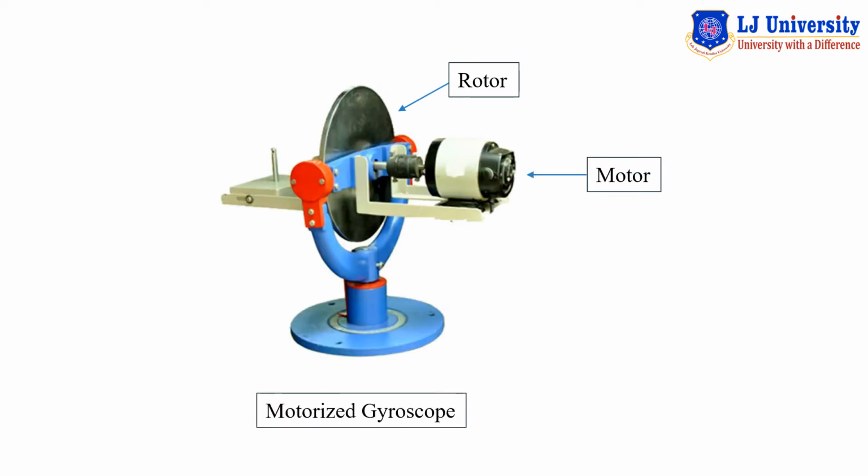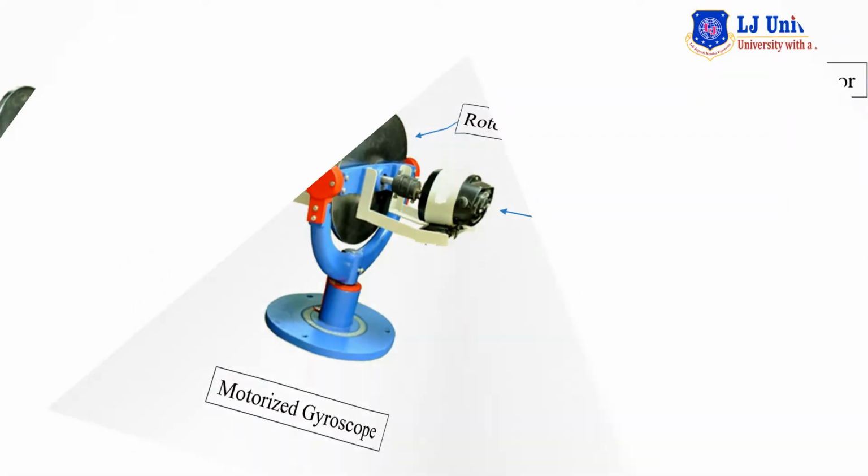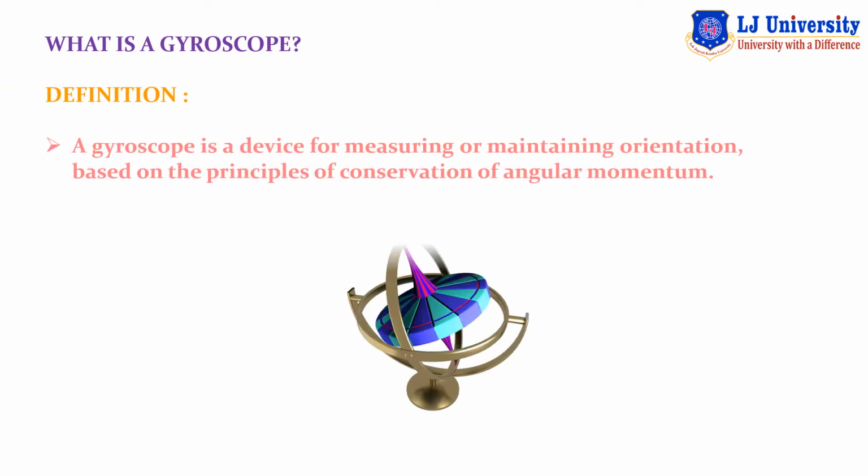Okay. So this is the experimental setup available in our institute, that is motorized gyroscope. The main components of this setup are one rotating disc and one electric motor. Okay, so first we have to understand what a gyroscope is. So what is the definition of gyroscope? Gyroscope is a device for measuring or maintaining orientation based on the principle of conservation of angular momentum.